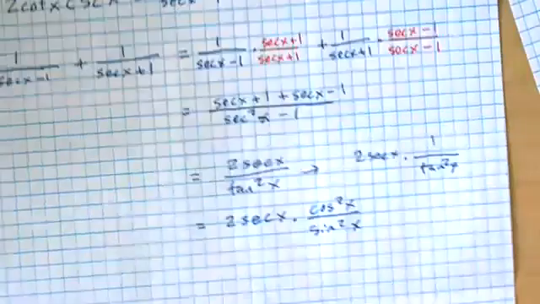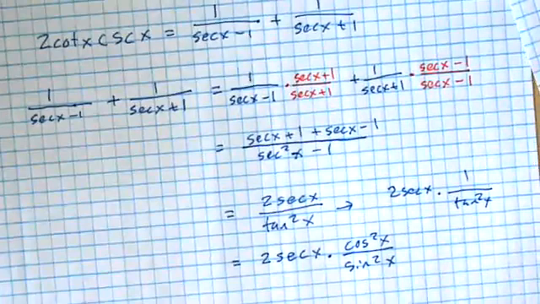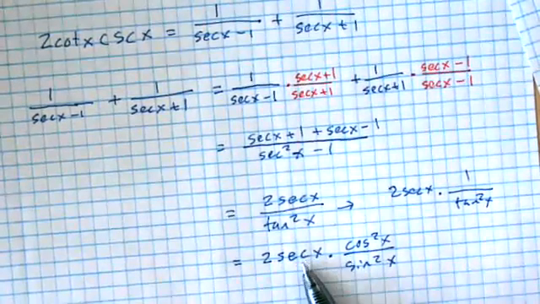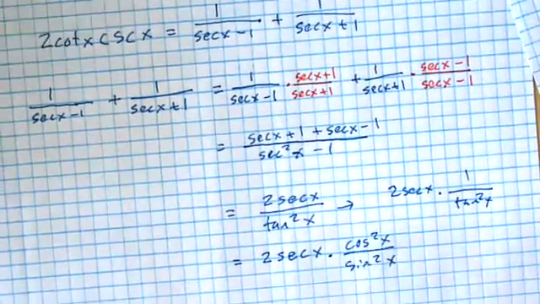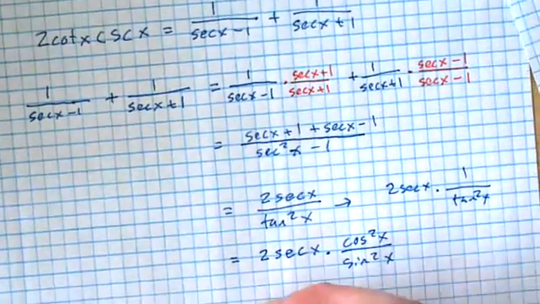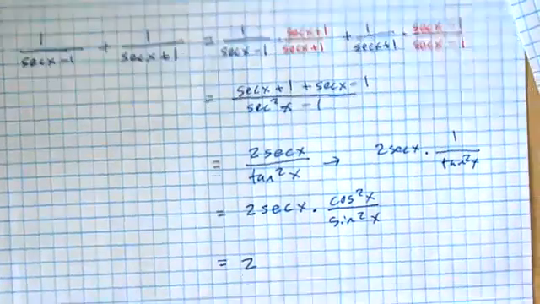Where are we going next? This is looking less and less promising. Well, I don't know. What do you guys think? Should we turn secant into 1 over cosine? Do you think that'd be helpful? Thinking ahead, that would allow us to cancel one of these up here. You want to try it? When in doubt, turn everything into sines and cosines.